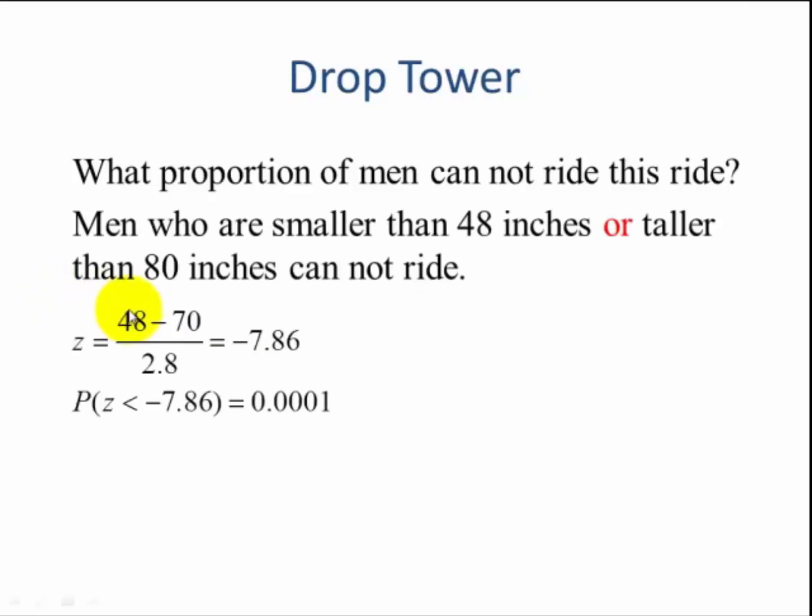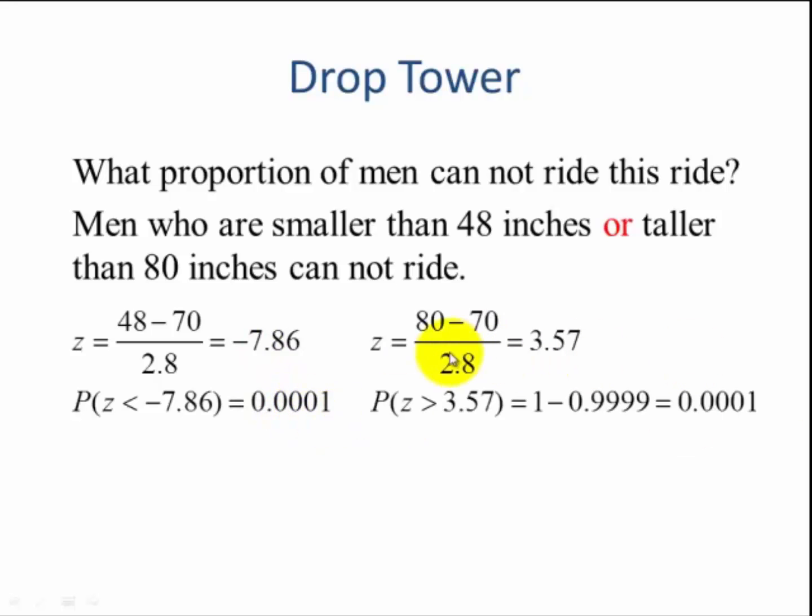So the z-score of 48 inches would be a negative 7.86, which we would have to use our default value of 0.0001. If we convert 80 inches into a z-score, we end up with 3.57. So again, we have to use our default, this time 0.9999, and we're wanting the area to the right, so we have to do 1 minus, which yields 0.0001.